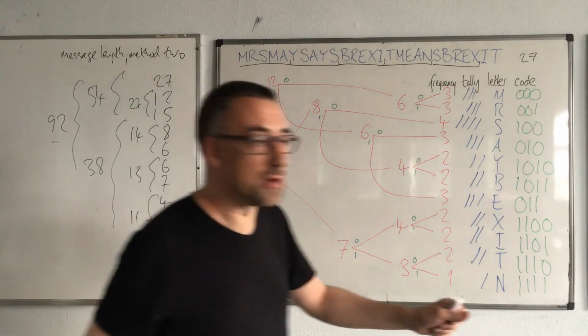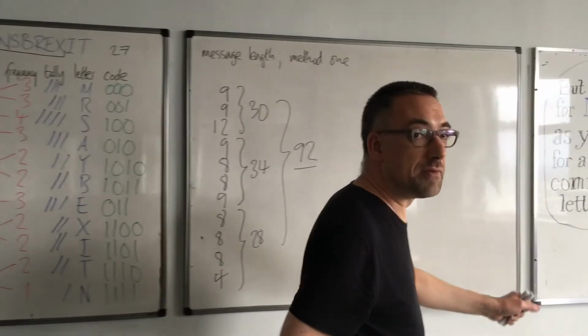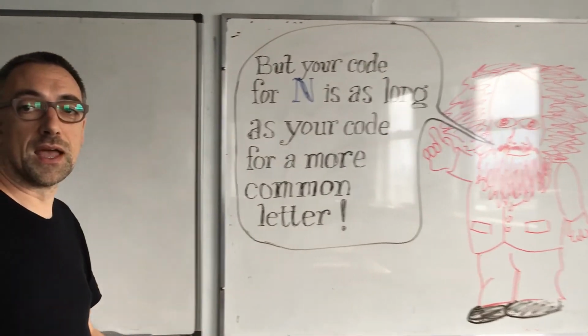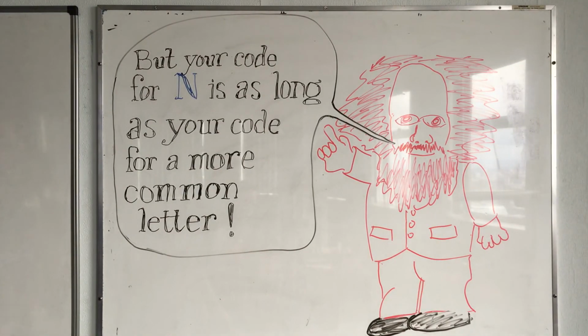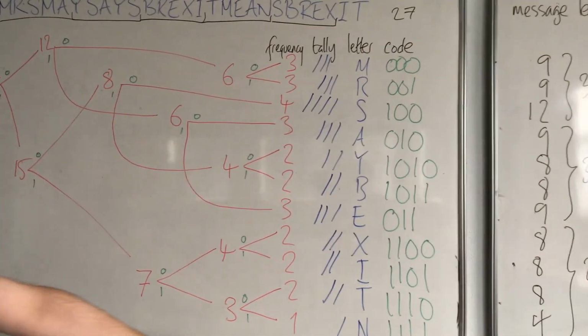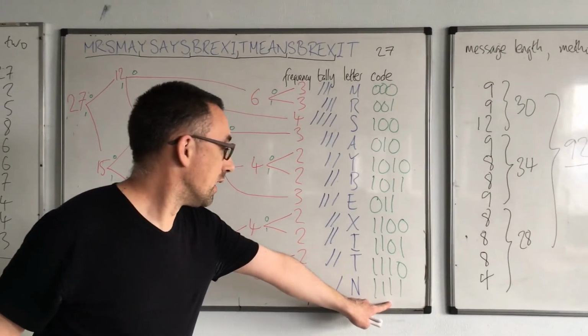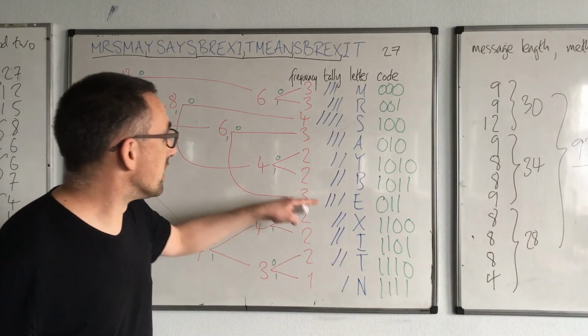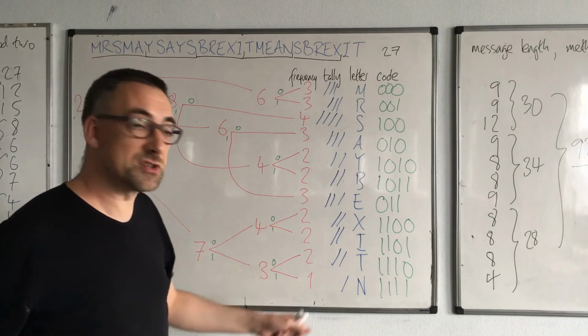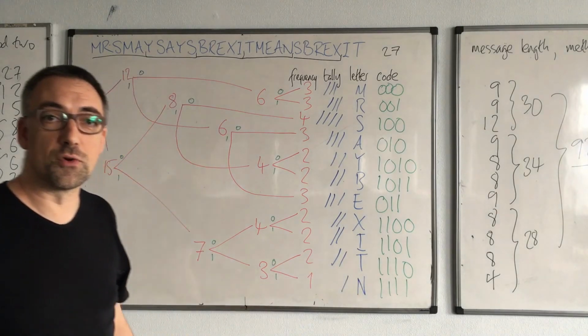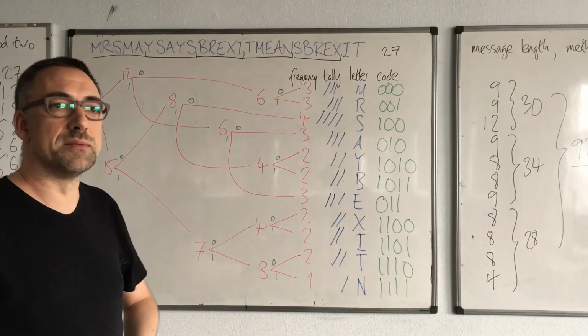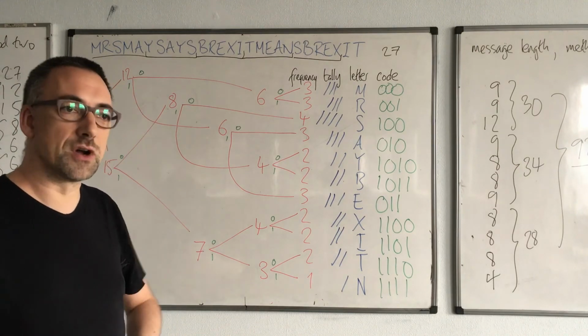Okay, but now we have an objection from Professor Garble, who complains, but your code for n is as long as your code for a more common letter. And if we look back at the table, we'll see that's true. Our code for n is 4 bits long, and plenty of the symbols which are used twice have codes which are also 4 bits long. And isn't the point that the more common letters get shorter codes?